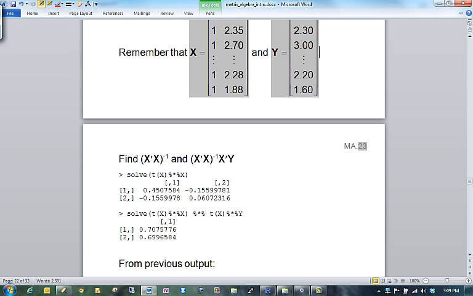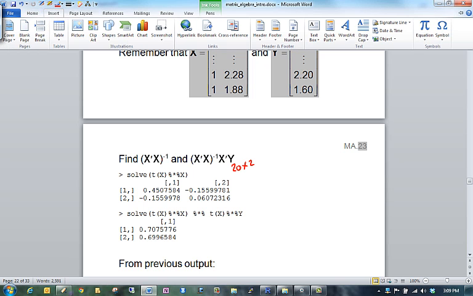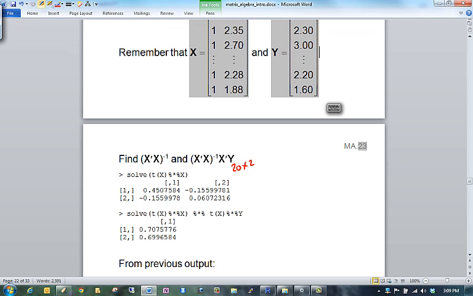So let's look at some matrix dimensions. Y is 20 by 2. This X then, when I transpose it, is going to be 2 by 20. I made a mistake here. This Y is actually 20 by 1.